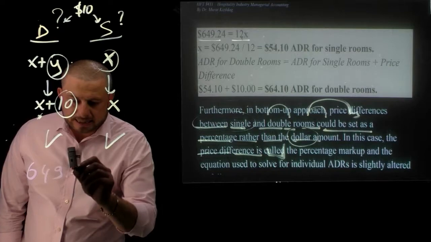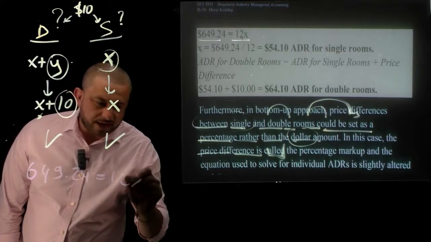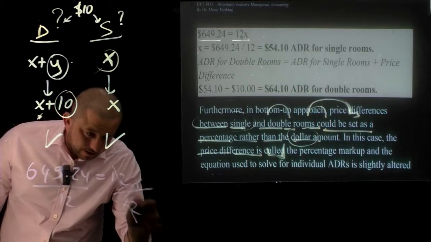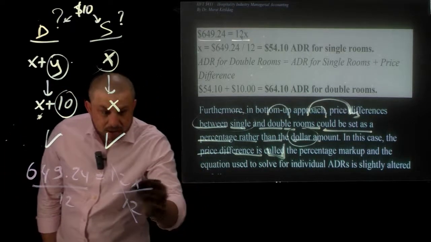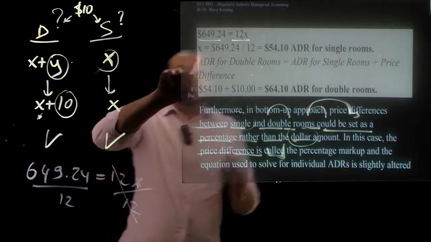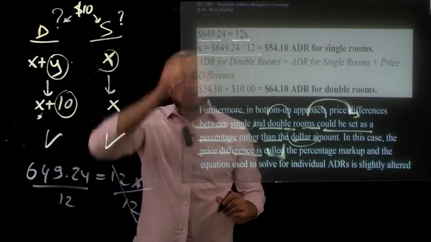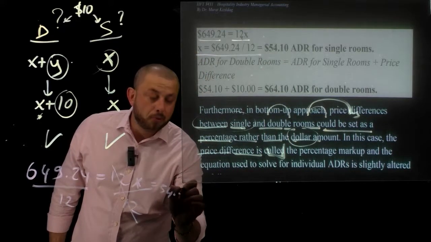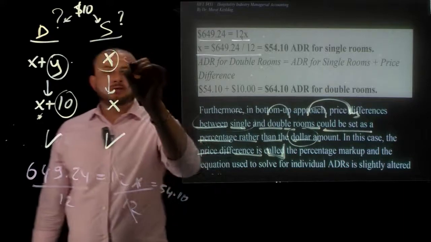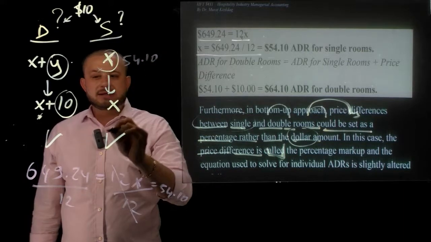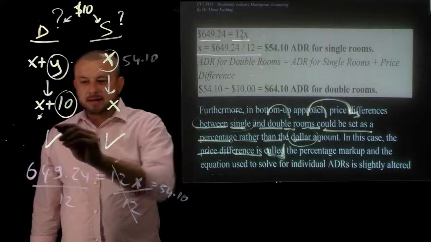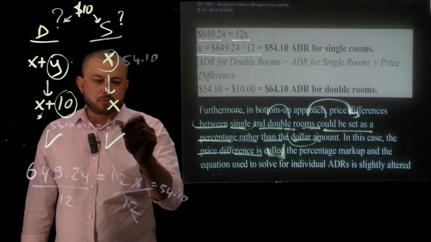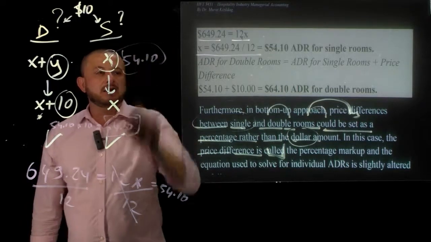649.24 is equal to 12x. I have to divide both sides by 12 and this goes away. It cancels each other. So leave the x alone. Therefore, x is equal to 649.24 over 12. When I do the math, this will be equal to $54.10. This is the x over here. 54.10 is the x. Therefore, 54.10 plus 10 becomes 64.10, which is the ADR for doubles.